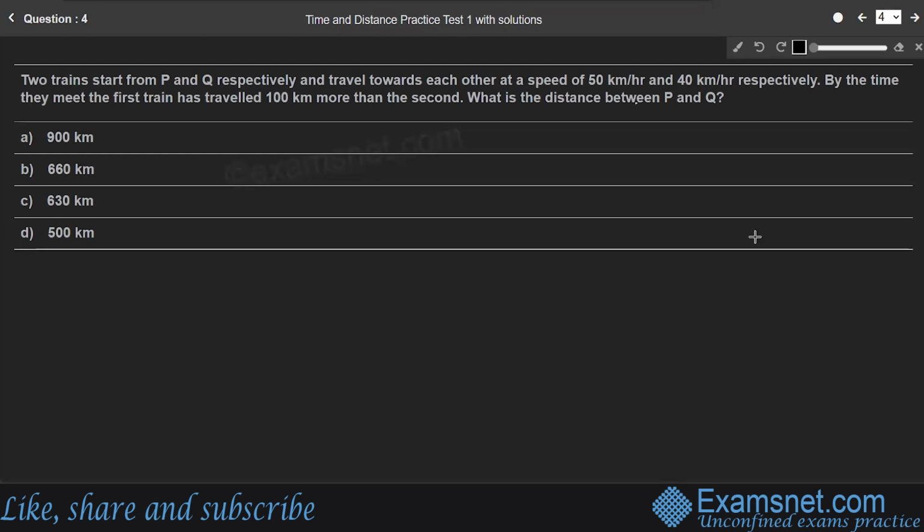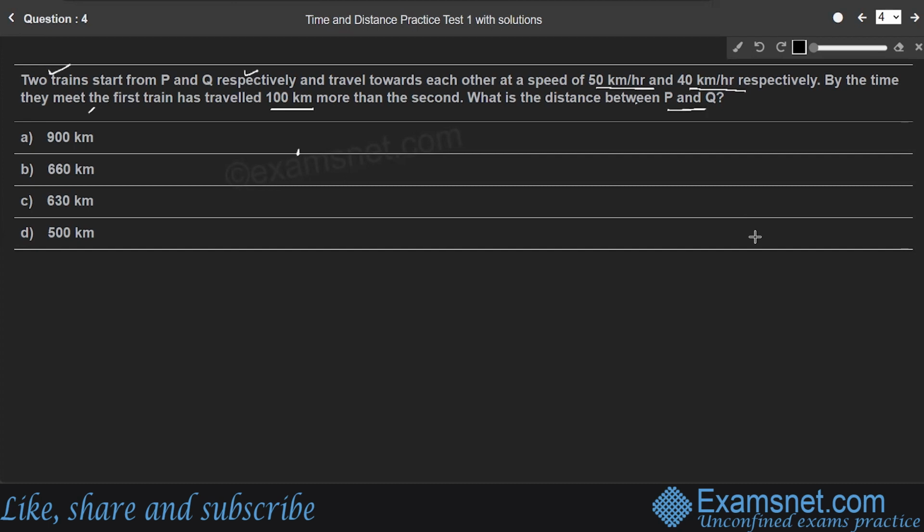Question number 4. Two trains start from P and Q respectively and travel towards each other at a speed of 50 km per hour and 40 km per hour respectively. By the time they meet, the first train has traveled 100 kilometers more than the second train. What is the distance between P and Q?